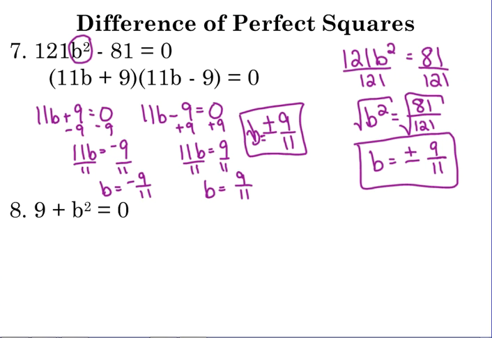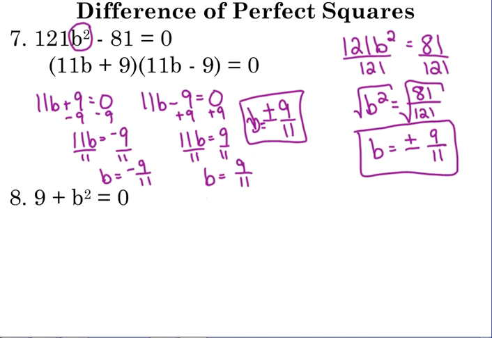Okay? And again, it's a quadratic equation. It should have two solutions. So if you solve that and you only get positive 9 over 11, you need to be thinking, what am I missing here? Oh yeah, I took a square root. I need to remember the negative.